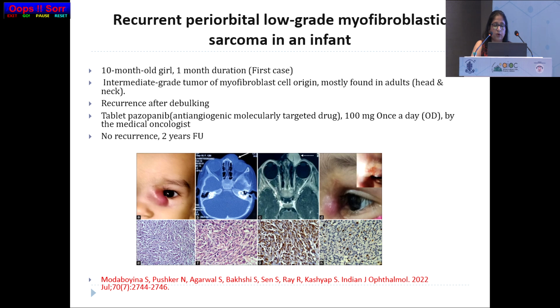So because of the recurrence, it was sent, and then this patient was started on pazopanib, which is anti-angiogenic targeted therapy for almost a year, and 2 years follow-up, it is still stable.